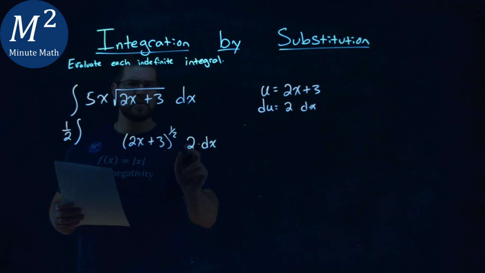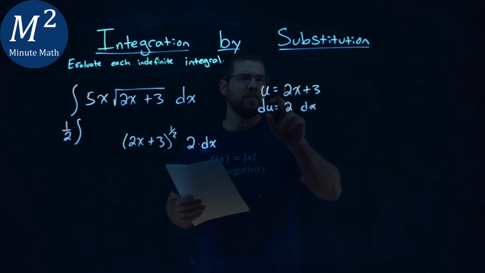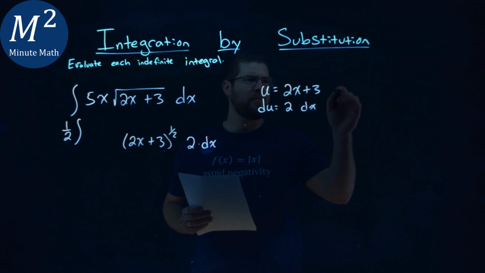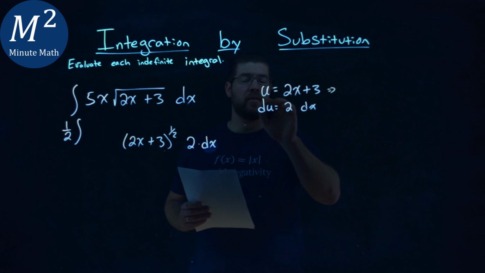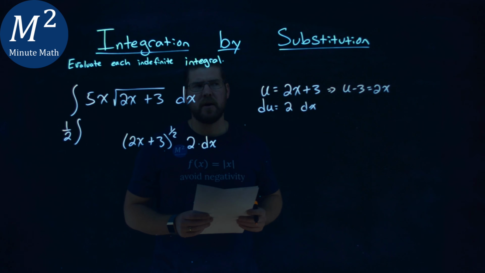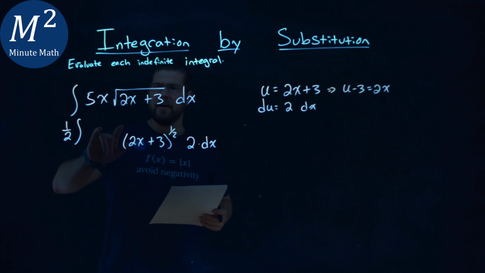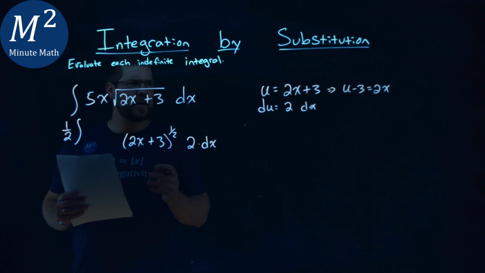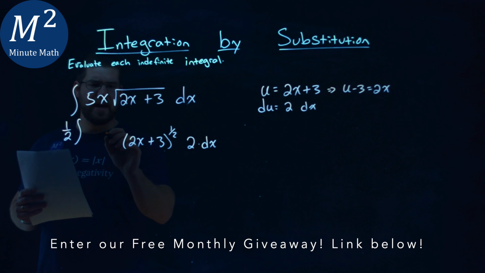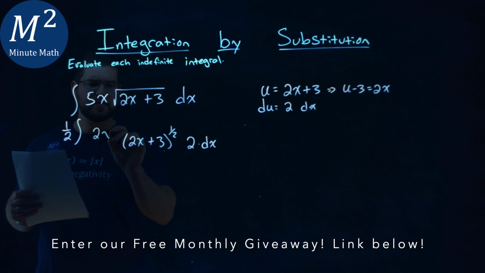So far, so good. But I have a 5x, and what can I do with that? Well, that actually comes into my u value. If I rewrite my u value to subtract a 3 to both sides, I have a u minus a 3 equals a 2x right there. So I want to have this actually turn into a 2x. Well, how can I do that? The x is there, okay, I have the x, but I want to write that as a 2x instead.